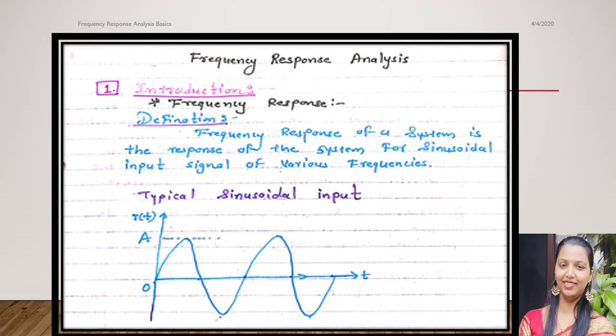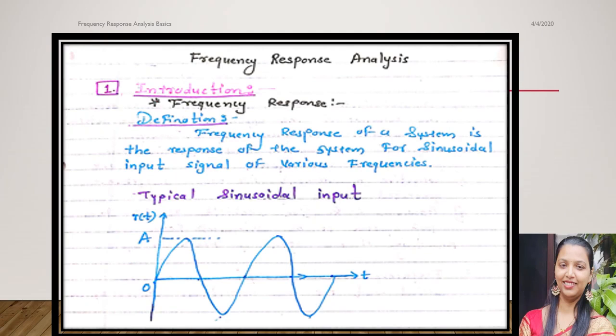In introduction, in time domain analysis, various standard test inputs like impulse, step, and ramp functions are used to study the performance of a control system. From the step response of a second order system, we can find time domain specifications like peak overshoot, peak time, rise time, and steady state error.